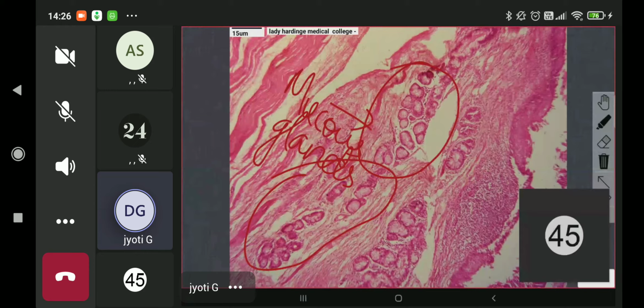This was endoderm. This again is gland. Can you see different types of glands? Glandular epithelium. These again are glands. So all this is endoderm derived, right?